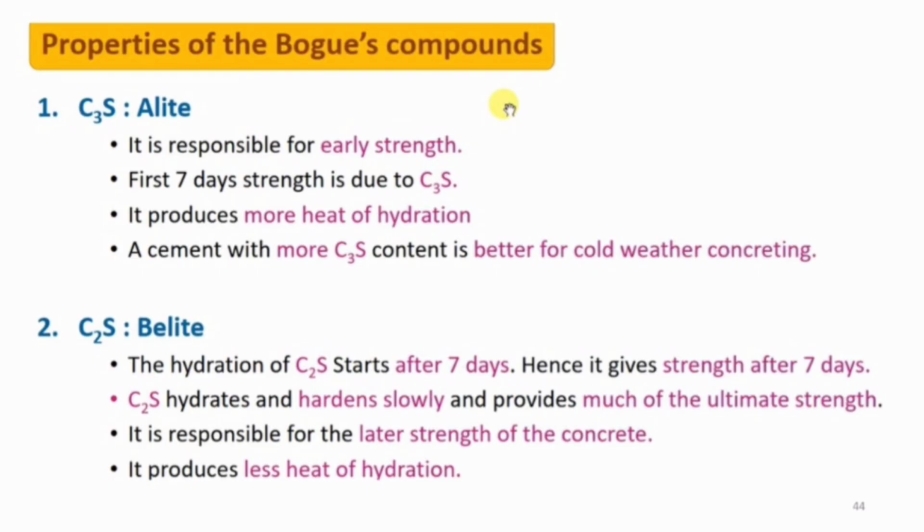The second one is C2S. After 7 days, the strength is mainly attained by this compound, and it hydrates and hardens slowly and provides much ultimate strength. So this compound is responsible for the later strength of the concrete, and it also produces less heat of hydration.